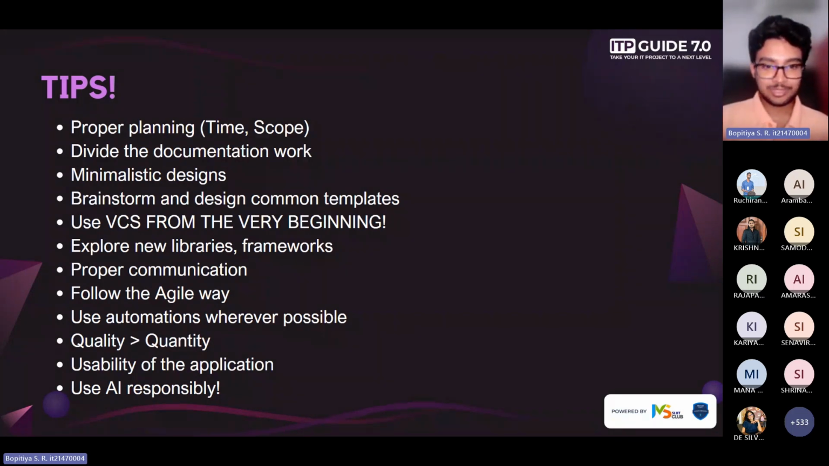And this is the most important thing. Use version controlling from the very beginning. You get marks for integration. You can all do the development individually, and if you aren't able to combine it into one integrated application, none of you will get marks. So this is very important.